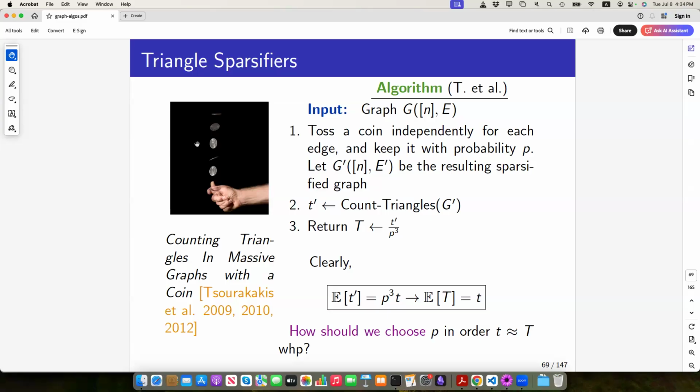So the question is, how do we choose P? Clearly, we can set P to be 1 and there is no sampling, okay? But our goal is to choose P as small as possible so that our output is very close to the true count T lowercase. WHP stands for with high probability. With high probability means that as the size of the graph increases, the probability we get the correct answer goes to 1. So basically, it's 1 minus, let's say, 1 over n. As n grows, this term goes to 0, okay?